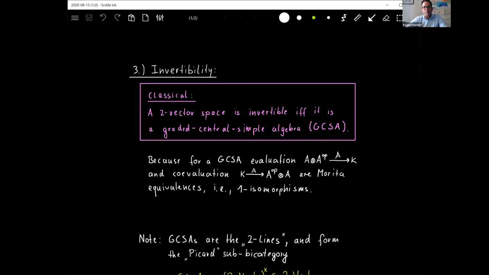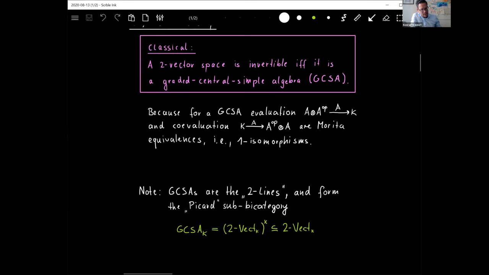So an algebra, so a two-vector space, is invertible if one has a dual object, evaluation and co-evaluation, and these are isomorphisms in this bicategory. And so the question is, when is an algebra an isomorphism, so a Morita equivalence from A tensor A, or A tensor A op, to K, and vice versa? It's classical that this is true for the graded central simple algebras, which I will call GCSA in the following.